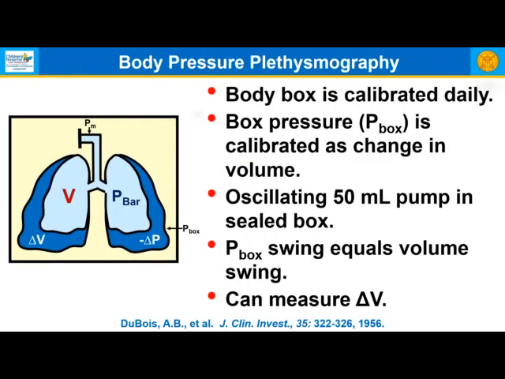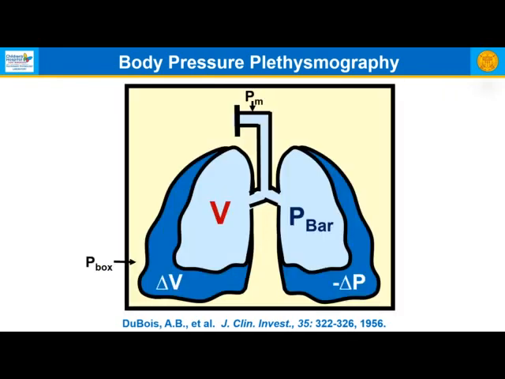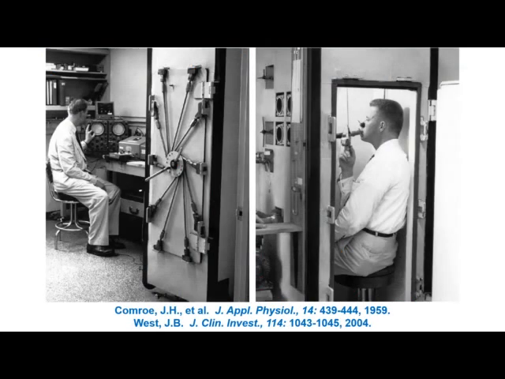So I just mentioned this: body box calibrated daily, box pressure is calibrated as change in volume, using a 50 ml oscillating pump in a sealed box. So box pressure swing equals the volume swing, and we can measure the delta V. So this is the body box, and therefore we can measure those three things.